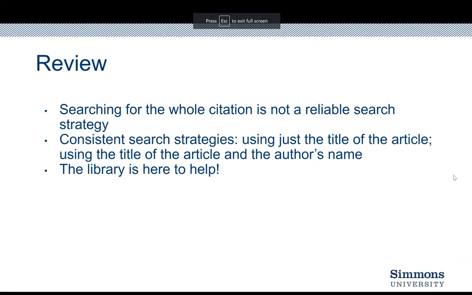So this concludes the tutorial on finding journal articles using the library search. To review, searching for parts of the citation, such as the title of the article or the title and the author's name, are reliable search strategies which work better with the search algorithm than searching for something like the full citation.